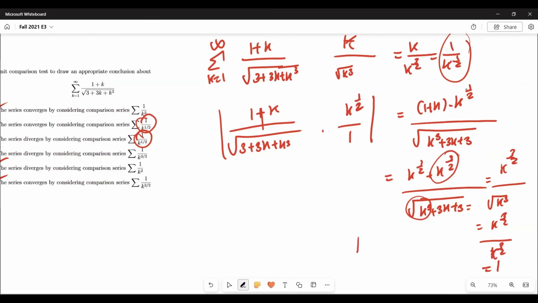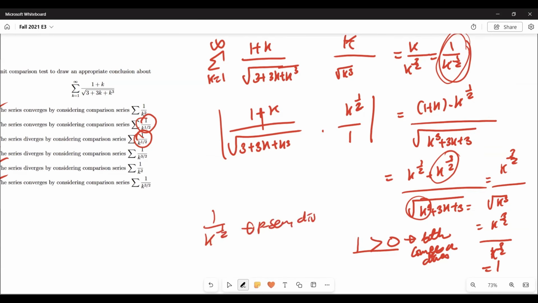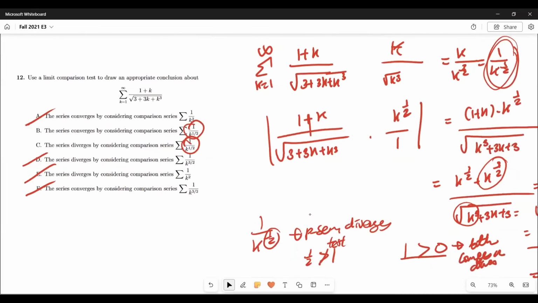So since this is greater than 0, limit comparison tells you that both either converge or diverge. But if you look at our 1 over k to the 1 half, by the p-series test, it's going to be diverging because 1 over 2 is not greater than 1. So it's going to be diverging. So that means our answer choice C is the right answer. So the answer is C.